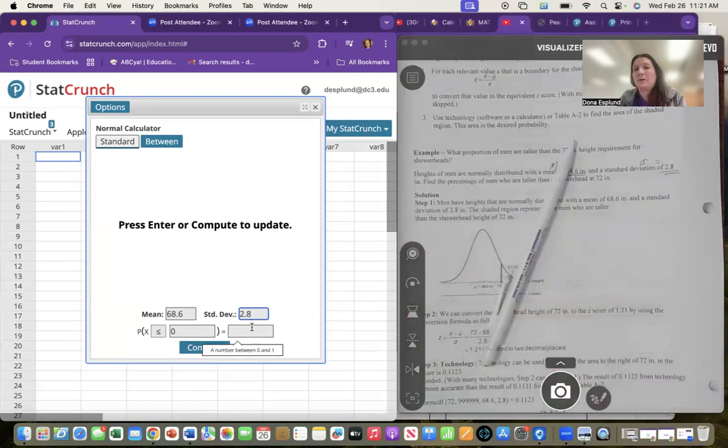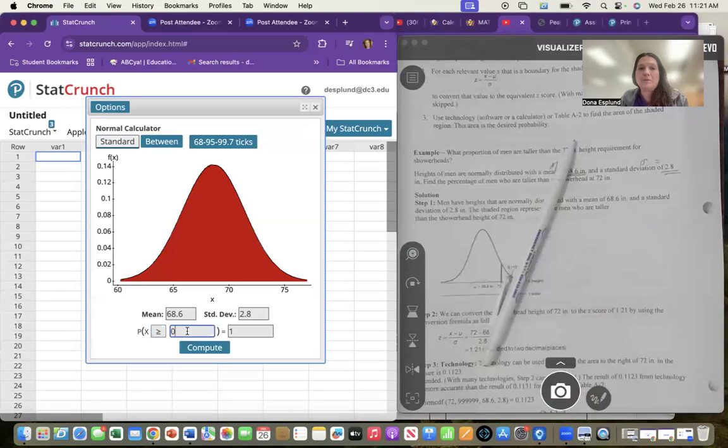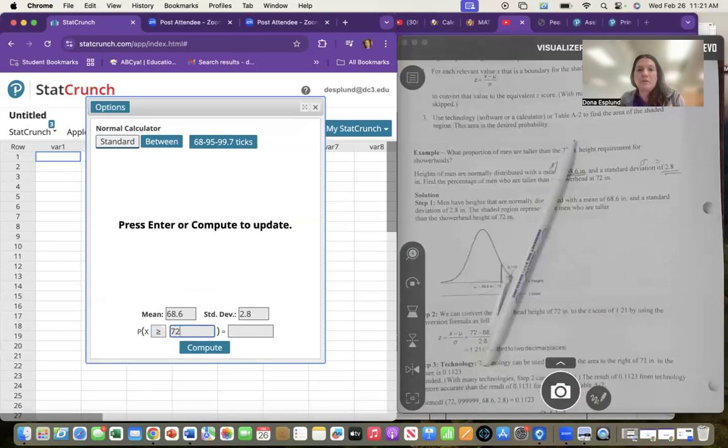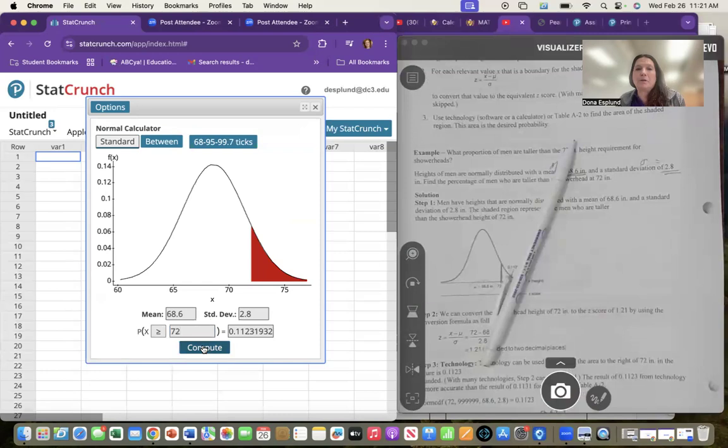So that's actually what I'm going to find when I hit my compute. But I've got to go ahead and put the values in here. And notice I have a less than from the time before. So I want those that are greater than 72 inches. So I'm going to go ahead and put 72, and then I'm going to ask it to compute.